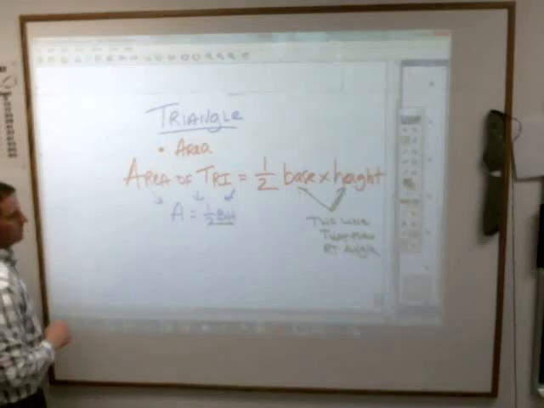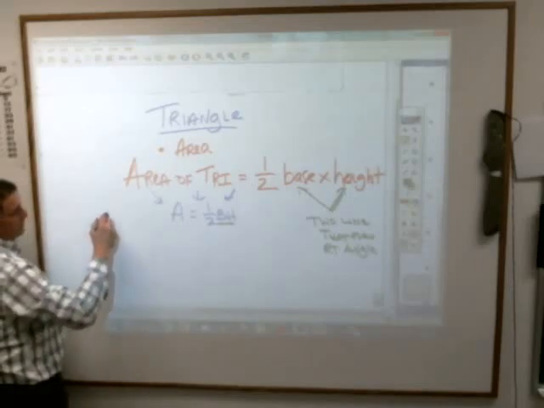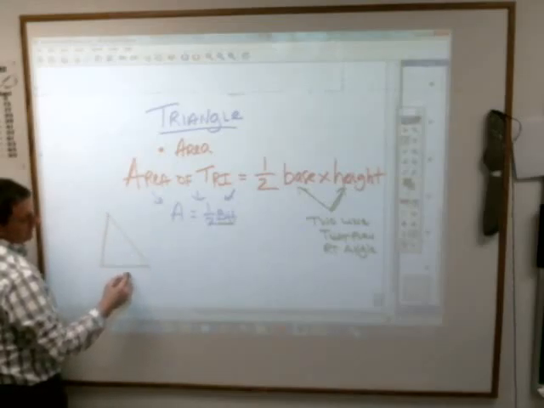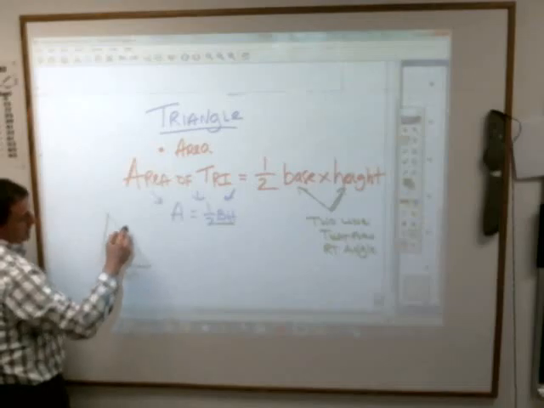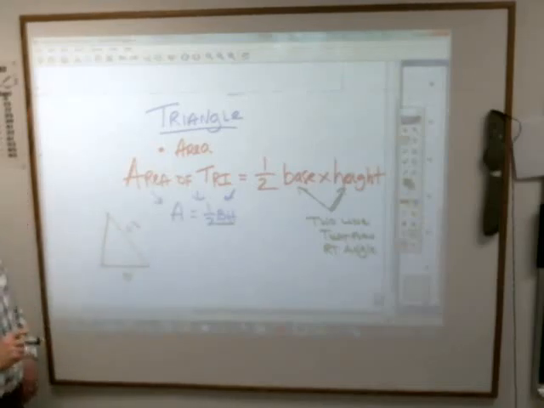Okay, so let me give you a triangle. Let's talk about this. Here's my triangle. I know this is 10 inches and this is 11 inches. On that triangle there, what two lines are my base and my height? Evan. The base is 10 inches and the height is 11 inches.